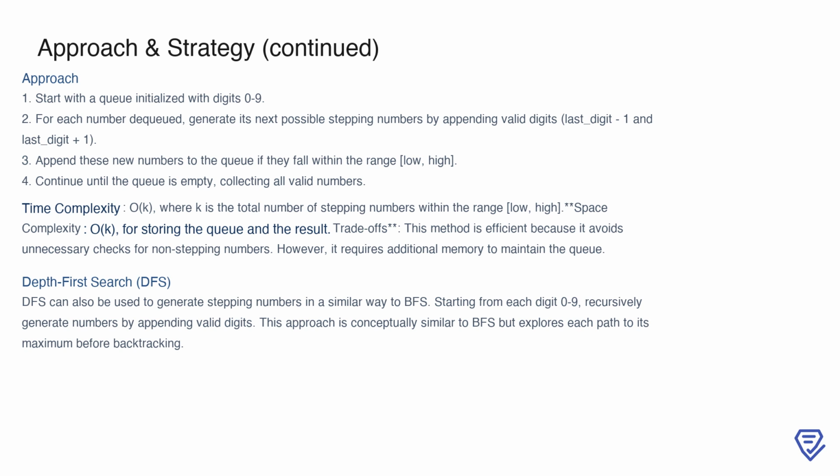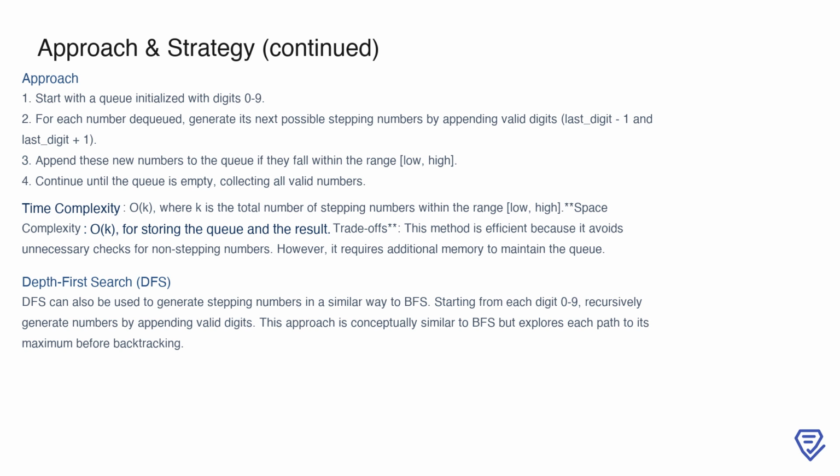The time complexity of this approach is O(k), where k is the total number of stepping numbers in the range. The space complexity is also O(k), as we need to store the queue and the results. The BFS approach is highly efficient because it avoids unnecessary checks for non-stepping numbers. However, it does require additional memory to manage the queue.